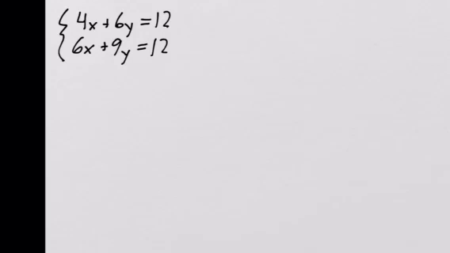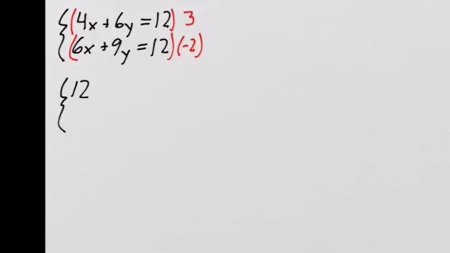So the first one we have is 4x plus 6y equals 12, and 6x plus 9y equals 12. So I'll go ahead and work this one with the addition method. Let's multiply the first equation by positive 3, and we'll multiply the second equation by negative 2, which is going to give us the new system of equations.